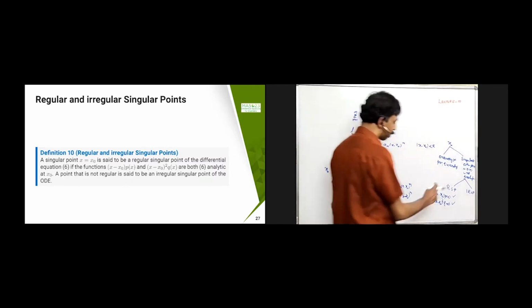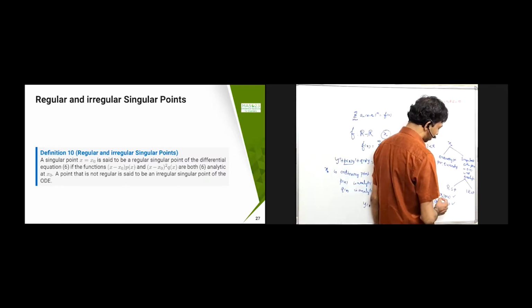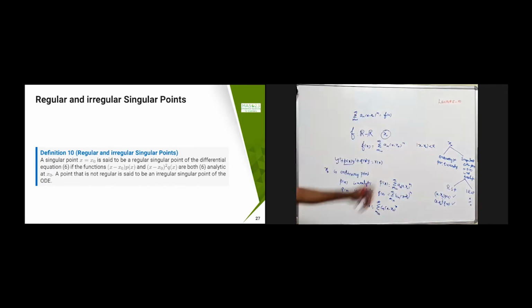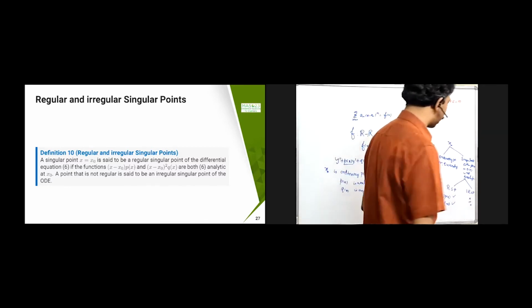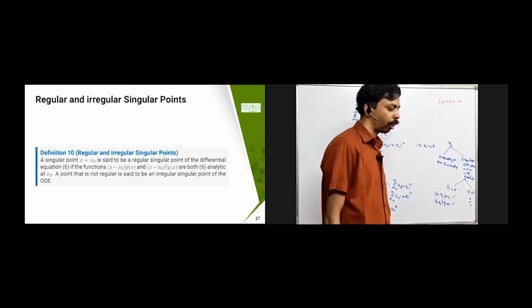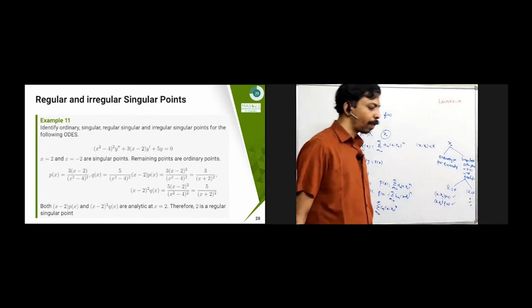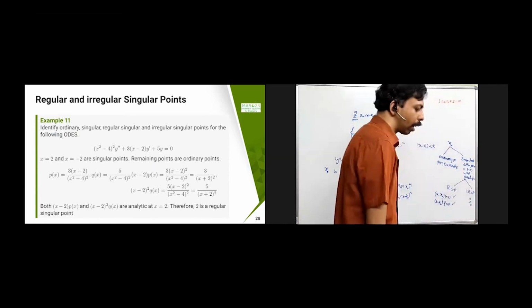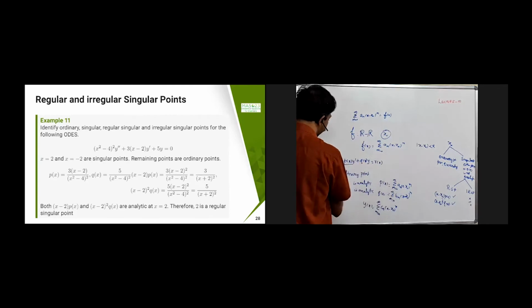If one of them is not analytic, either x minus x naught into P of x is not analytic, or x minus x naught whole square into Q of x is not analytic, then we say that the singular point is called an irregular singular point. The point is said to be regular if x minus x naught into P of x and x minus x naught square into Q of x are analytic. Otherwise, it's called an irregular singular point. So, for example, you can see this problem. You can identify what the regular and irregular singular points are. Let us see this problem.